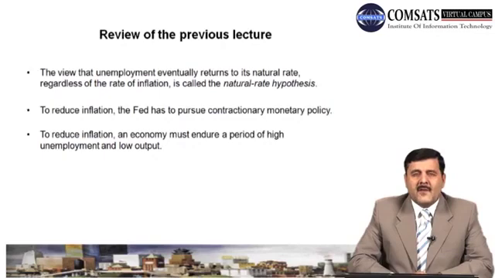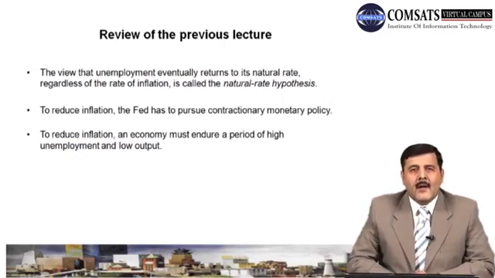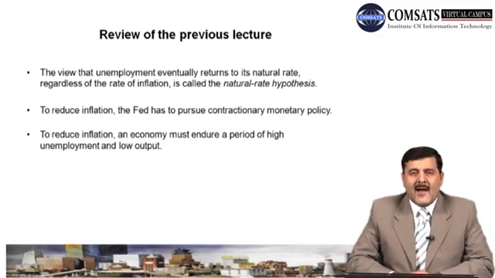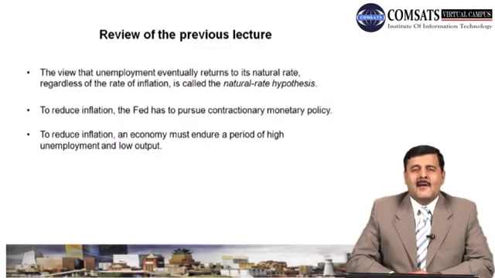Now, to reduce inflation, the federal government or the Fed has to pursue contractionary monetary policy. They have to reduce money supply in the economy in order to reduce inflation in the country. Now, to reduce inflation, the economy must endure a period of high unemployment and low output. So whenever the government is controlling inflation in the country, that period is associated with a high level of unemployment and a low level of output in the economy. So this is what we have learned in the last lecture. तो हमने बात की about the trade-off that exists between unemployment and inflation rate.